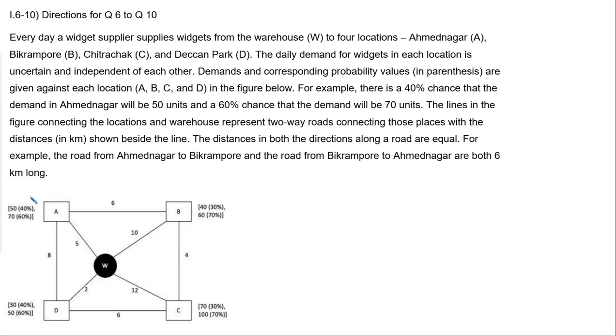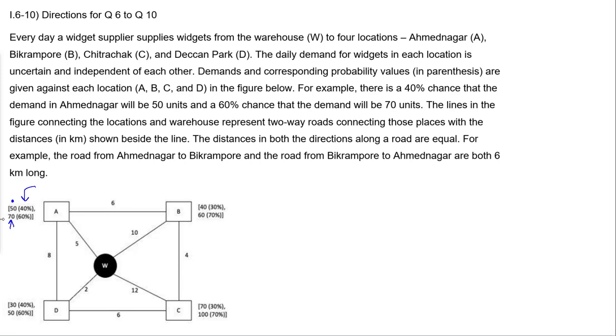So look here, Ahmednagar is over here. 40% chances are there that demand is 50 and the remaining 60% chances are there for the demand 70. So the demand is going to be either 50 or 70. For demand 50 the probability is 40%, for demand 70 the probability is 60%.